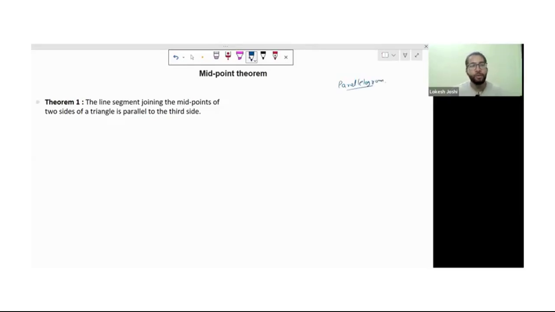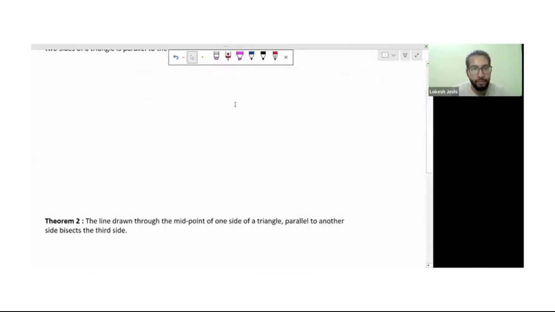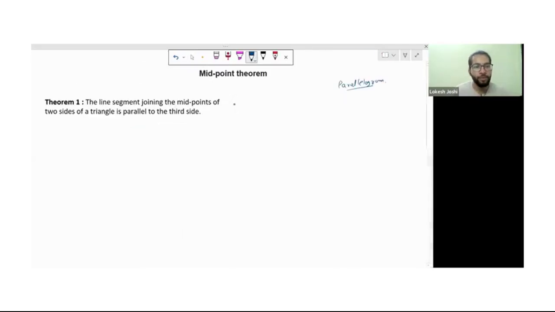So if you have revised all these things, properties of parallelogram and some properties of triangle like congruency, then these two theorems which we have to study will be very easy for you. Okay, so there are the statements. I will explain both of them. After that, we will do the proof. So now let's start.